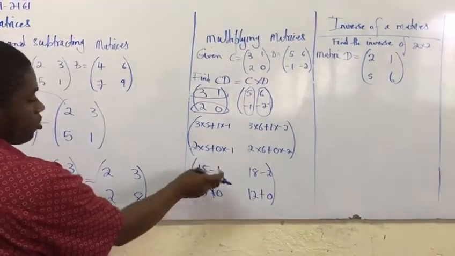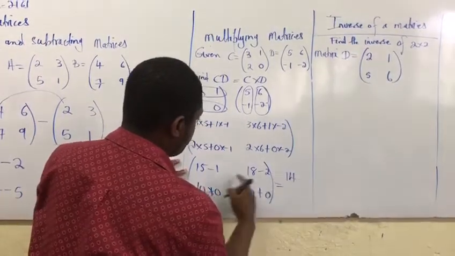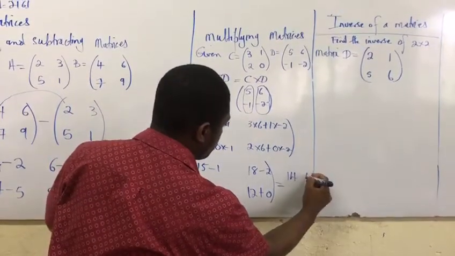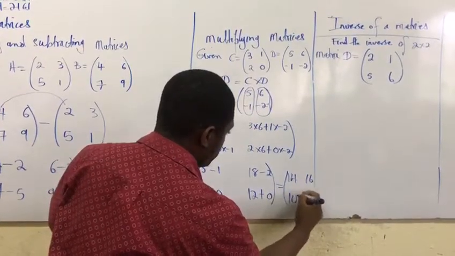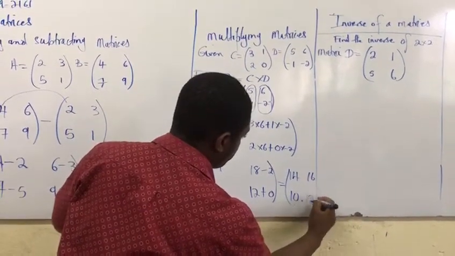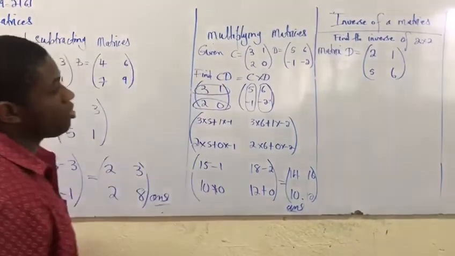So let us just do the maths and we are finished. So 15 take away 1 will be 14. 18 take away 2 will be 16. That will be 10 and that's 12. Normally this is worth 3 marks in CSEC.